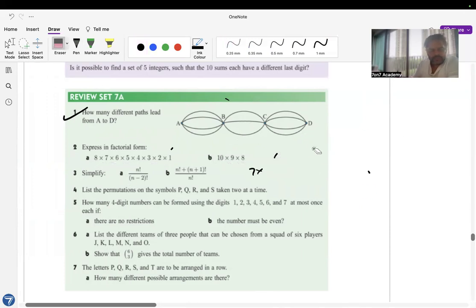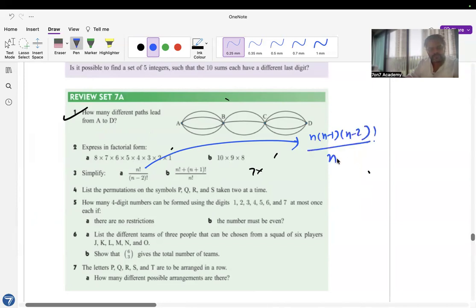Like the second question. Okay, so here you'll write n factorial. Then you open it up such that you can get n minus 2 factorial. So it was n minus 1, n minus 2 factorial divided by n minus 2 factorial. This cancels out, so n minus 1. Okay.